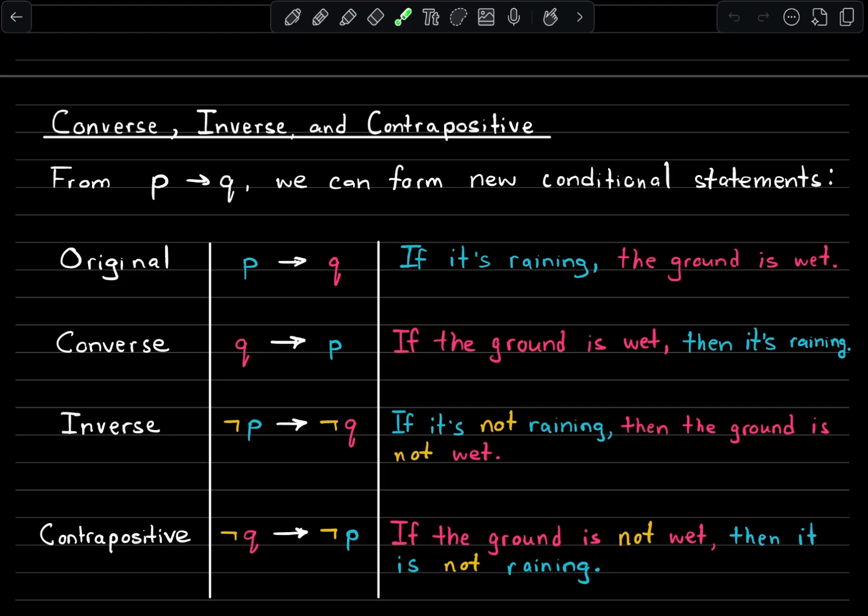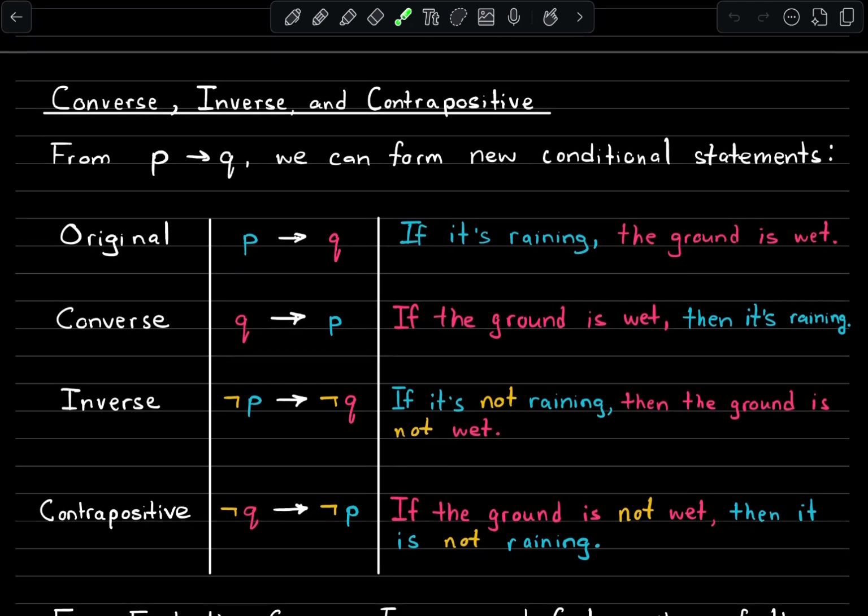And finally, we've got what's called the contrapositive, where we apply both operations. So we're going to do the switching first, and then we're going to apply the negation on top of that. And this statement is going to read as, if not Q, then not P. If the ground is not wet, then it is not raining. Okay.